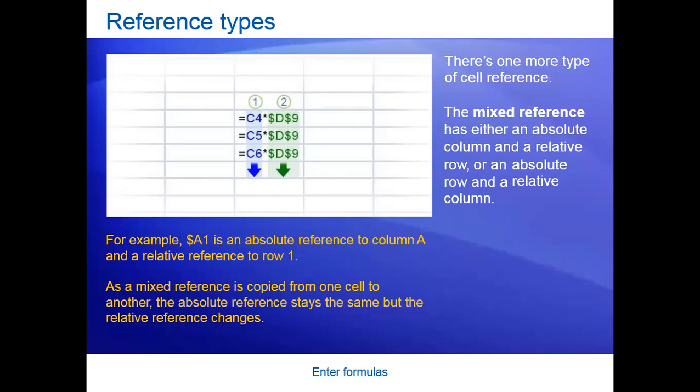Meron din tayong tinatawag na mixed reference. Okay, it has either an absolute column and relative row, or an absolute row and relative column. For example, $A1 is an absolute reference to column A and a relative reference to row 1. As a mixed reference is copied from one cell to another, the absolute reference stays the same but the relative reference changes. Yan, ganun yung mixed reference.